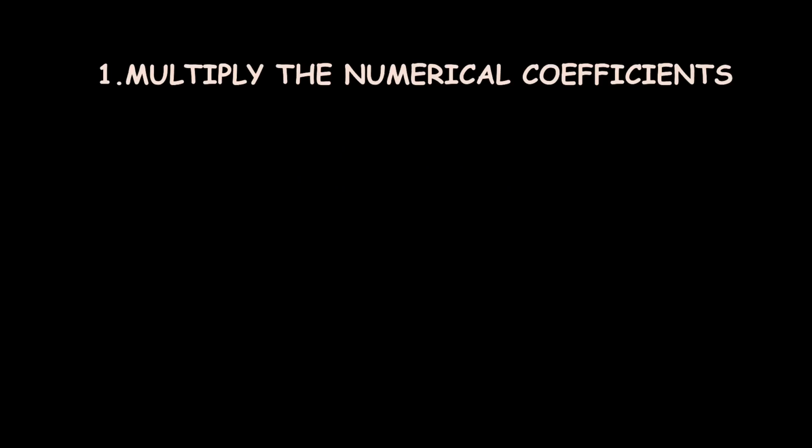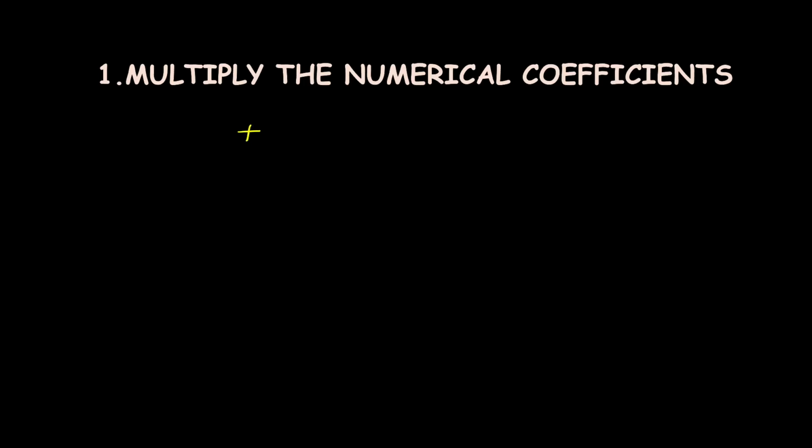Already we have learned that an algebraic expression consists of constants and variables. Constant parts, that means the numerical coefficient. So how to multiply the numerical coefficient? Just multiply the numbers, but before doing the multiplication of numbers, we must check the sign, and we have to follow the sign rule.